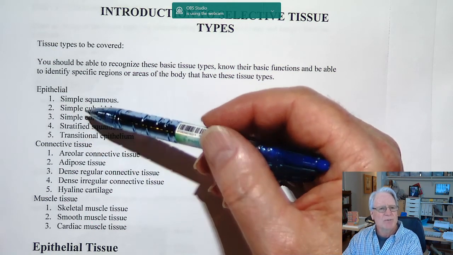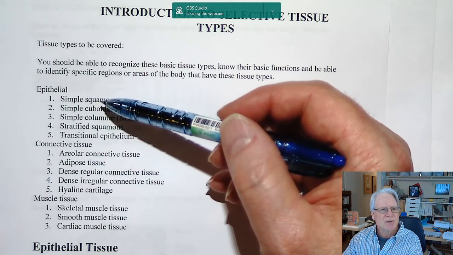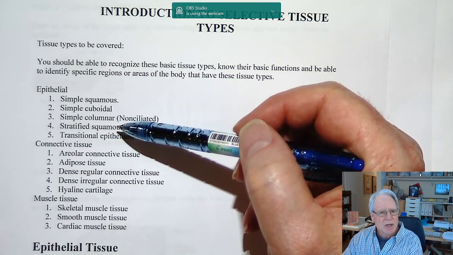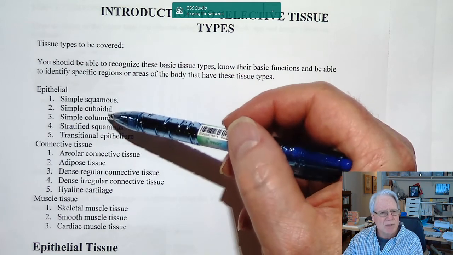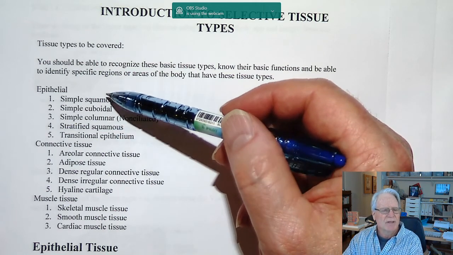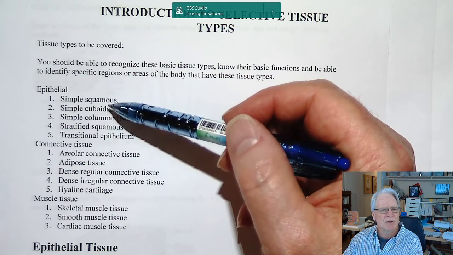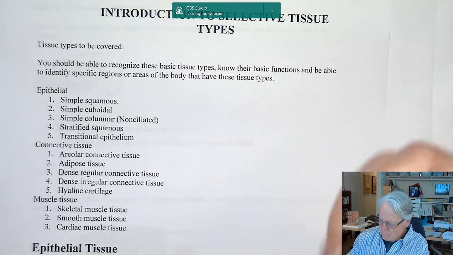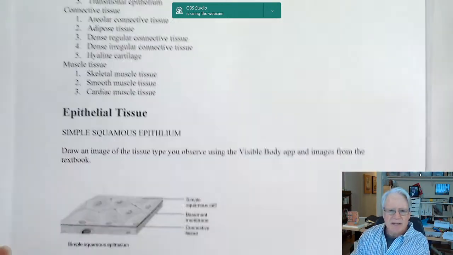But in the lab, this is what we're focusing on: simple squamous, simple cuboidal, simple columnar, stratified squamous, and transitional to some extent, because these are the types you see most of in the body. This is where you're going to run into this type of tissue most often when you're going through the various organ systems. So I'm not showing you all of it in the lab, just the ones that are most common. And then I've broken it down.